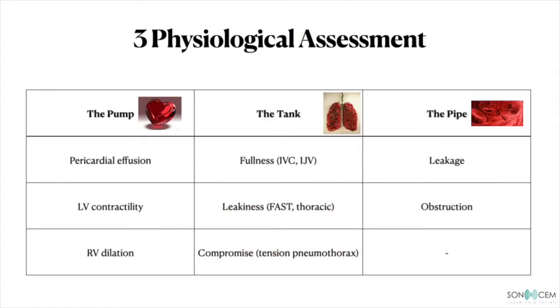So the pump involves the assessment of the pericardium surrounding the heart, the left heart function, and also the state of the right heart. The tank assessment includes looking at the fullness and also leakiness of the tank, or whether the tank is being compromised, for example in tension pneumothorax. Lastly, the pipe evaluation involves looking at the evidence of any leakiness of the arterial system and also obstruction of the venous tributaries.